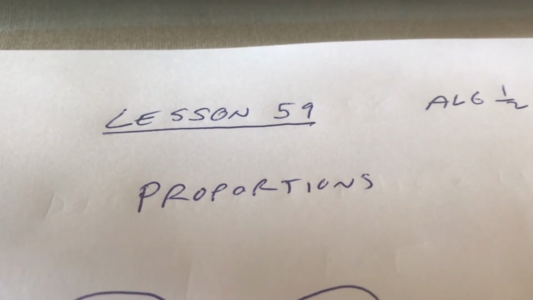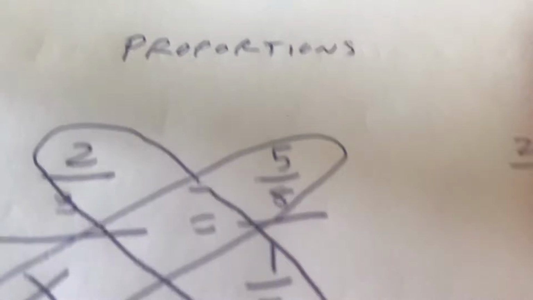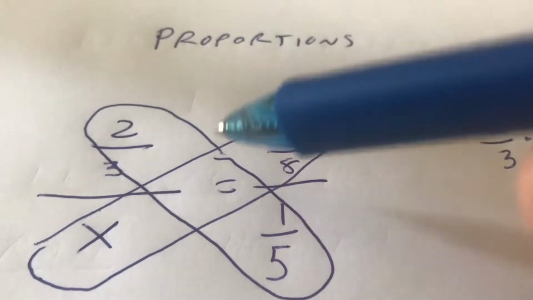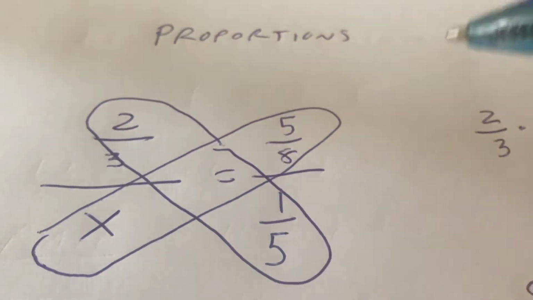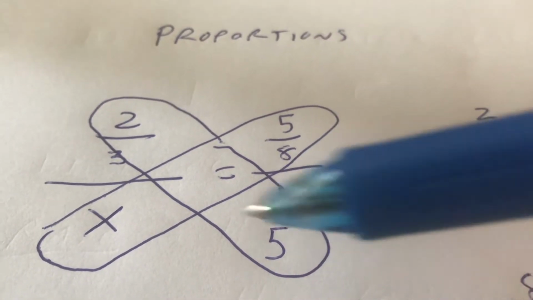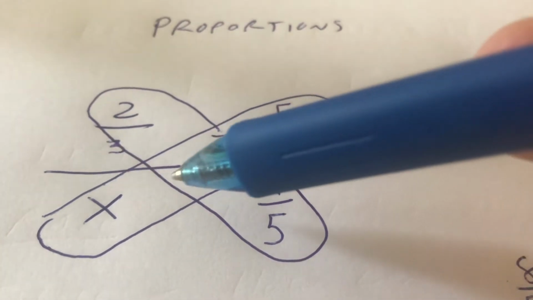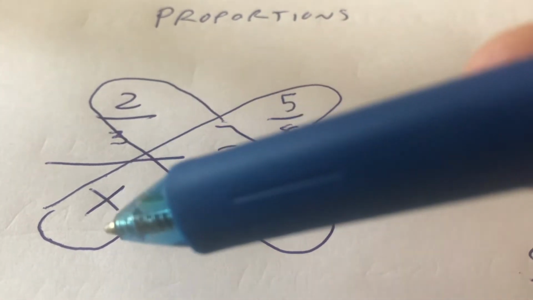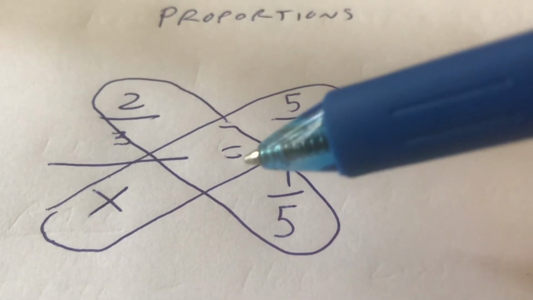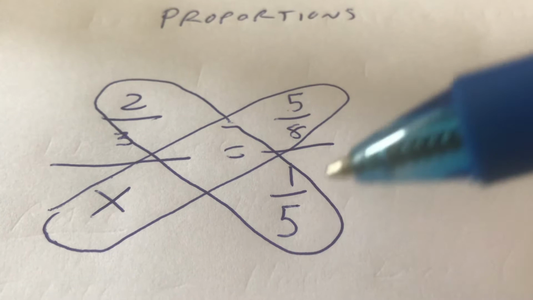Lesson 59, Algebra 1, half proportions. Okay, you're given two fractions, 2/3 over x and 5/8 over 1/15. This major fraction sign separates the numerator and the denominator.